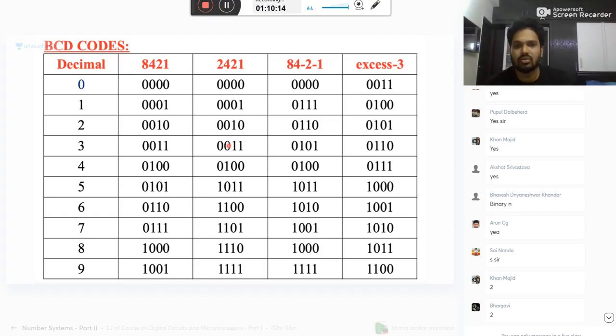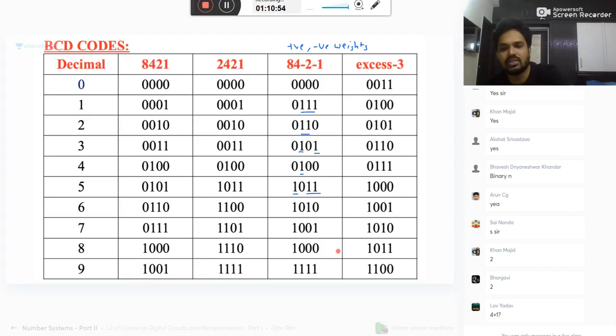Next, 0 0 1 1 is 3, 4 follows. 5 means 2 plus 1. That's why you get this one. 6 is 2 plus 4. Like that, all ones will give you 9. Next, come here, 8 4 2 minus 1. It is a mix of positive and negative weights. So 1 is 4 minus 3. 2 is 4 minus 2. 3 is 4 minus 1. What is 4? 4 only. 5 is 8 minus 3. Like that you can represent here.